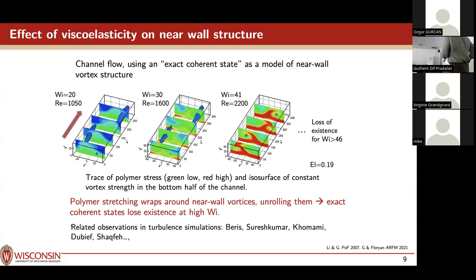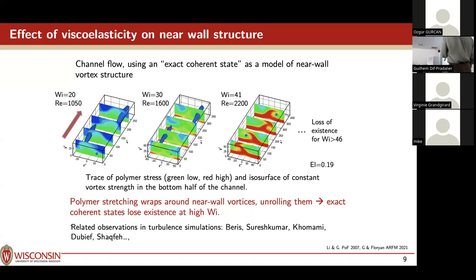This is relatively low Weisenberg number. Here are staggered quasi-streamwise vortices, and you see the fluid is being carried up from near the wall. The shear rate is highest at the wall, so you're carrying stretched polymers up into the fluid. Here, we've increased the Weisenberg number and the Reynolds number. In these simulations, we kept a constant elasticity number, the ratio between Weisenberg and Reynolds number.